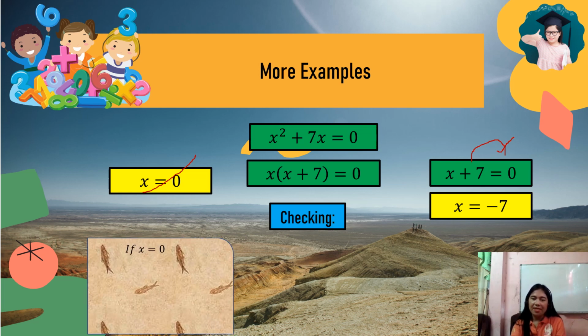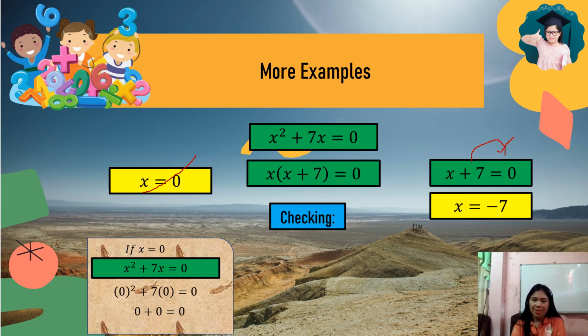Okay? So, if x is 0, go back to our original equation. Substitute x with 0. So, 0 squared plus 7 times 0, 0 lang din yan. Okay? So, we now have 0 as one of our roots because it satisfies our equation. Now, what if x is negative 7? Okay? Tanggalin muna natin siya.